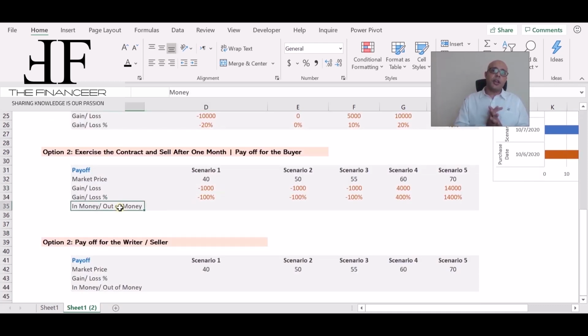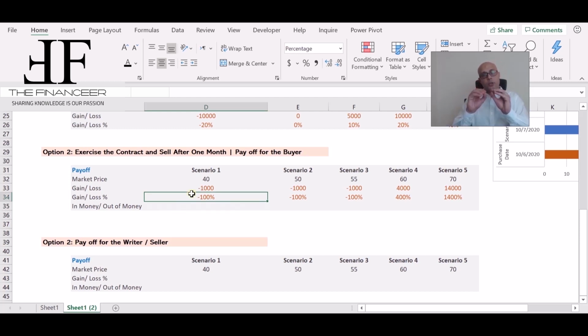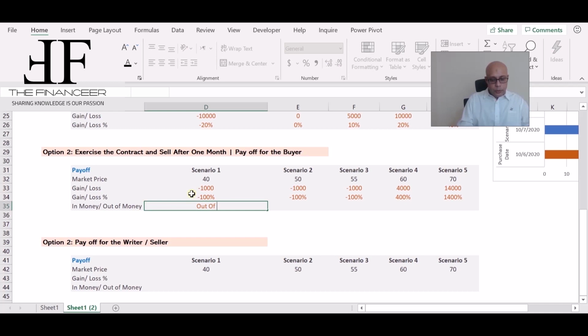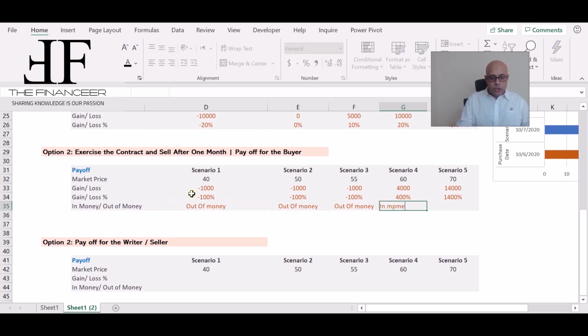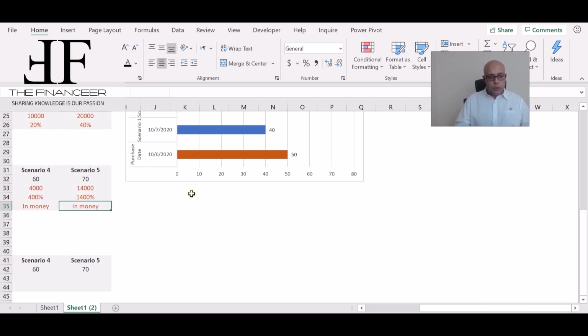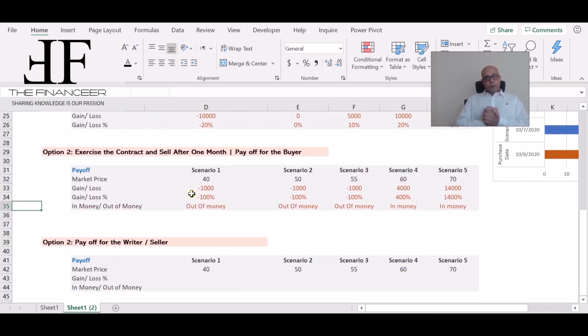So in this case, for the buyer, we need to determine whether the buyer is in the money or out of the money. If the buyer is achieving a loss, he is going to be out of the money. He didn't utilize the option, so he's out of the money. As long as it is a loss, it will be out of the money. And starting from achieving a gain, the buyer will be in the position of in the money. The option contract for the buyer will be in the money. This is from the buyer side.